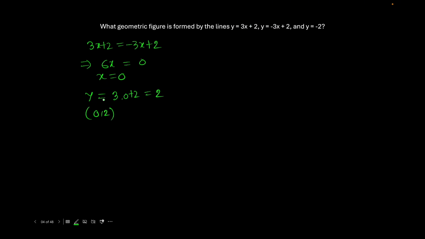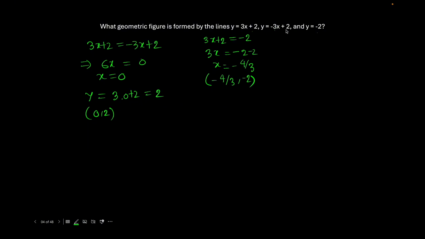We found one point. Now if we look at this line y equal to minus 2, and assume that these two also intersect, then what do we find? Then we can write 3x plus 2 is equal to minus 2, or 3x is equal to minus 2 minus 2, x equal to minus 4 by 3. So the intersection of this line and this line will be (minus 4 by 3, minus 2).